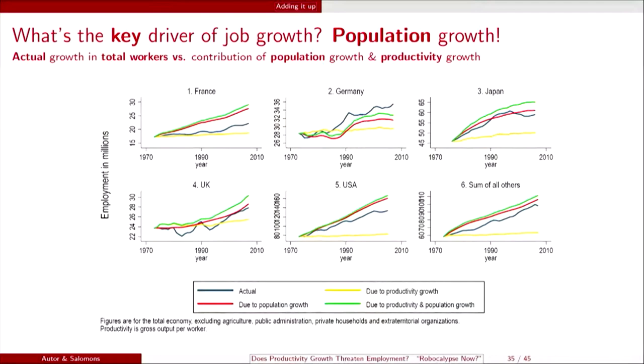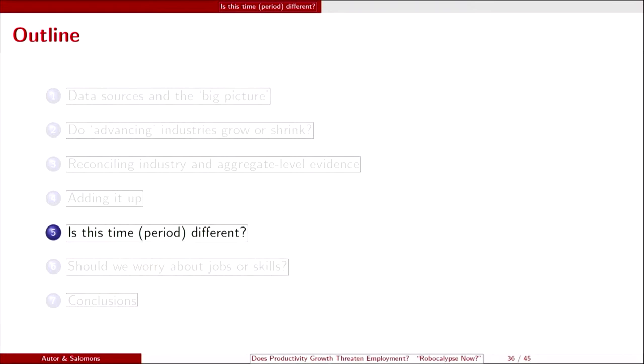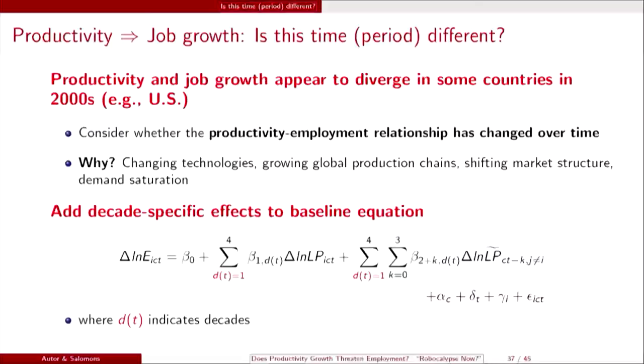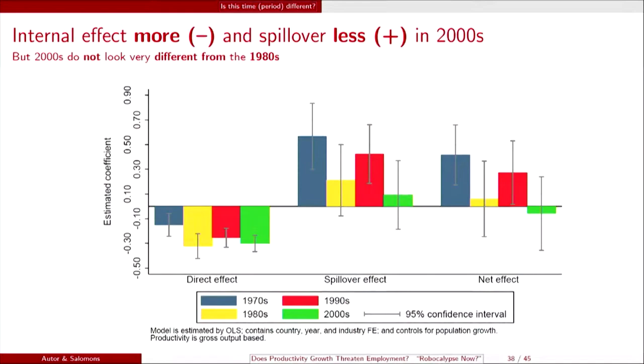So now, two final questions I want to address. One, is this time period different? Have things changed? And two, should we worry about jobs per se or skills? So to ask if this time period is different, we do the same exercise, but now we allow the effects to differ by decade, both the direct effects and the spillover effects. And what you see is the direct effects appear pretty stable. Maybe a little bit more negative in some periods.